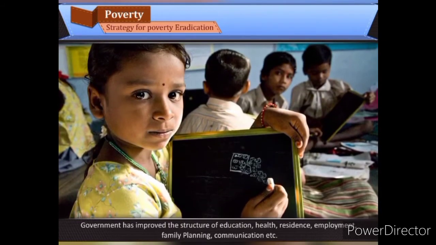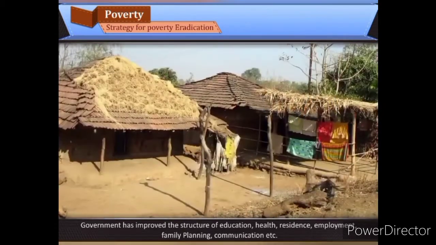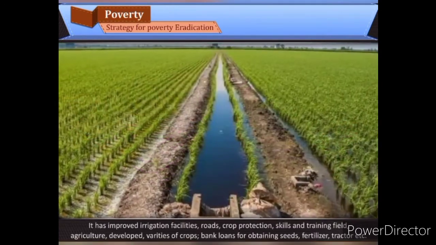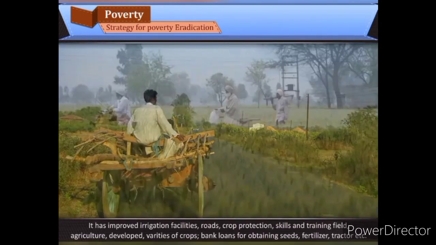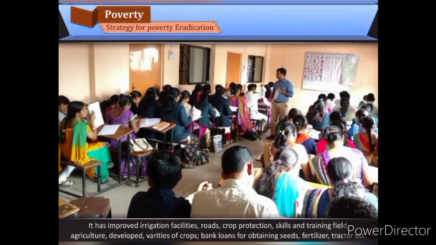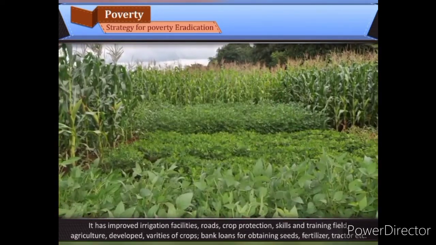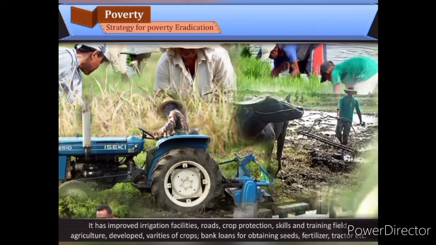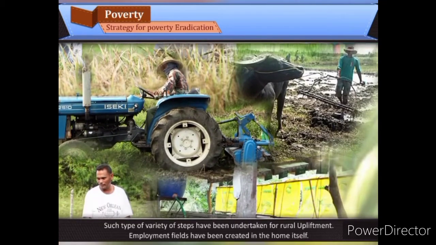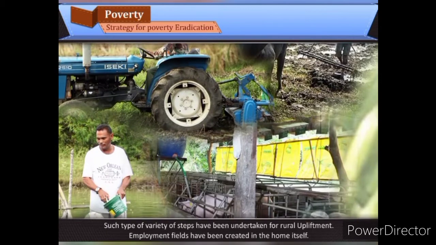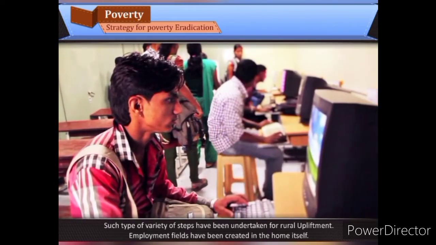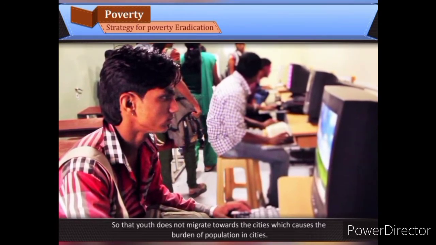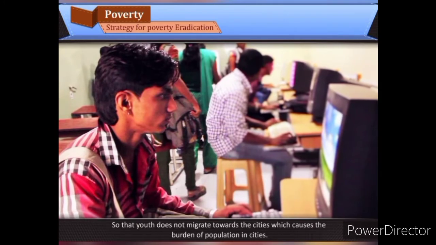The government has improved the structure of education, health, residence, employment, family planning, communication, etc. It has improved irrigation facilities, roads, crop protection, skills and training fields, agriculture, developed varieties of crops, and bank loans for obtaining seeds, fertilizer, tractors, etc. Such a variety of steps have been undertaken for rural upliftment. Employment fields have been created in the home itself, so that the youth do not migrate towards the cities, which causes the burden of population in cities.